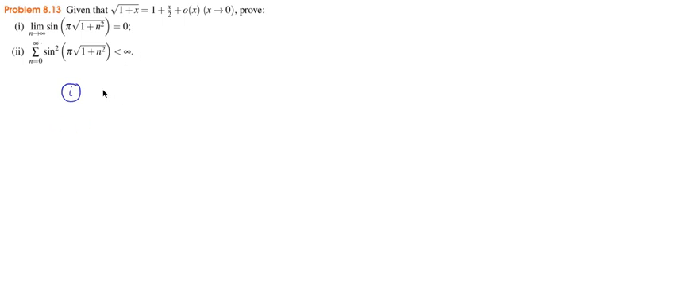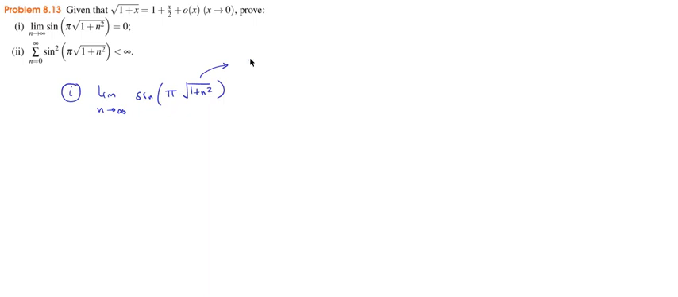Okay, so the first thing is we have the limit when n goes to infinity of the sine of pi times the square root of 1 plus n squared, right? Now we know that the approximation of the square root of 1 plus x, and here we want x maybe n squared, is good when x goes to 0. But here in this case we have n goes to infinity, so how can we transform this? And this is, I guess, the only difficult part of this problem.